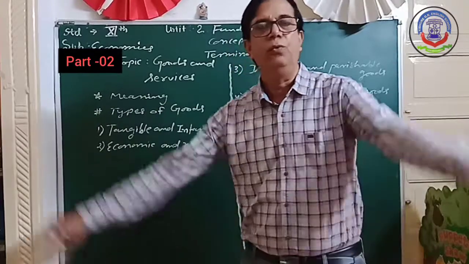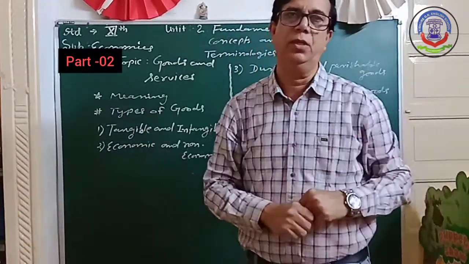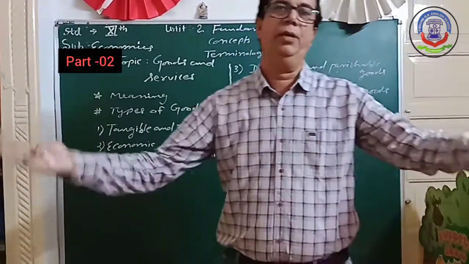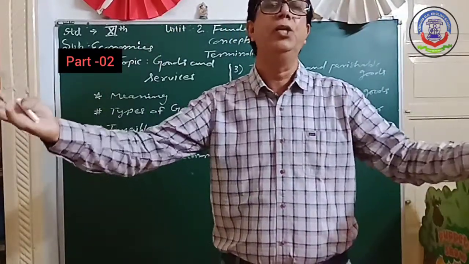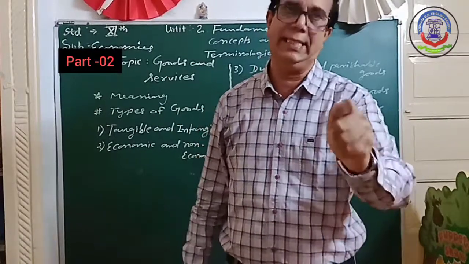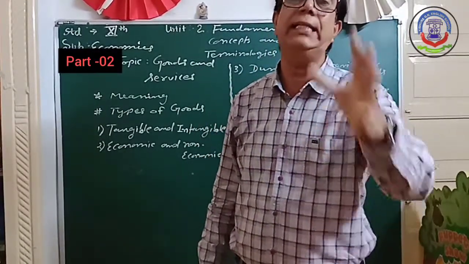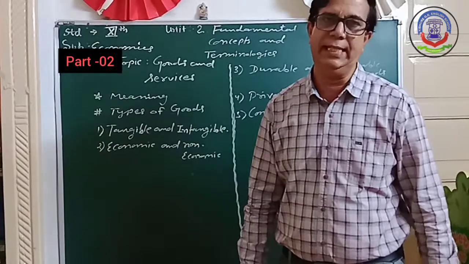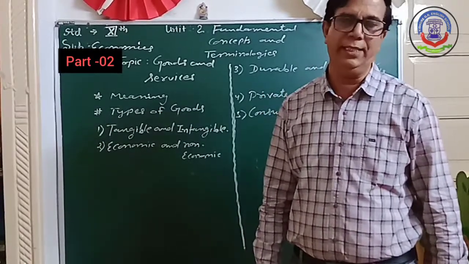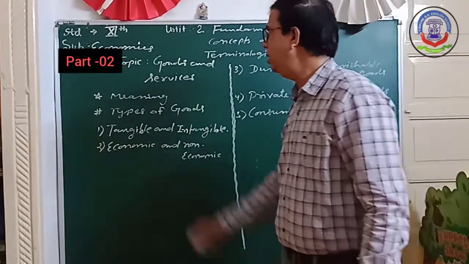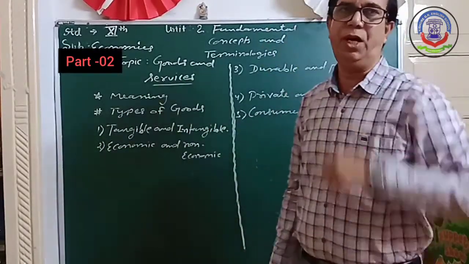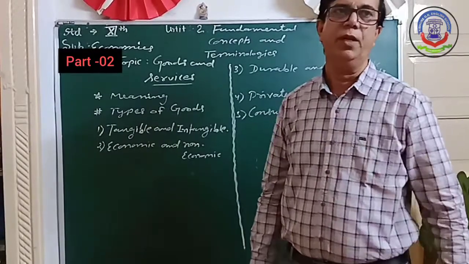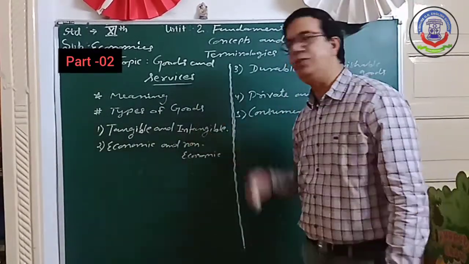Whatever goods are in your house, all we include in tangible or physical goods. Table, chair, sofa, fridge, fan, so many things have physical existence. That means we can see, we can touch. And intangible means the goods which do not have physical existence. That type of goods are known as intangible goods. We include here services: the service of a doctor, service of a lawyer, service of a CA, service of a teacher. All are intangible goods.